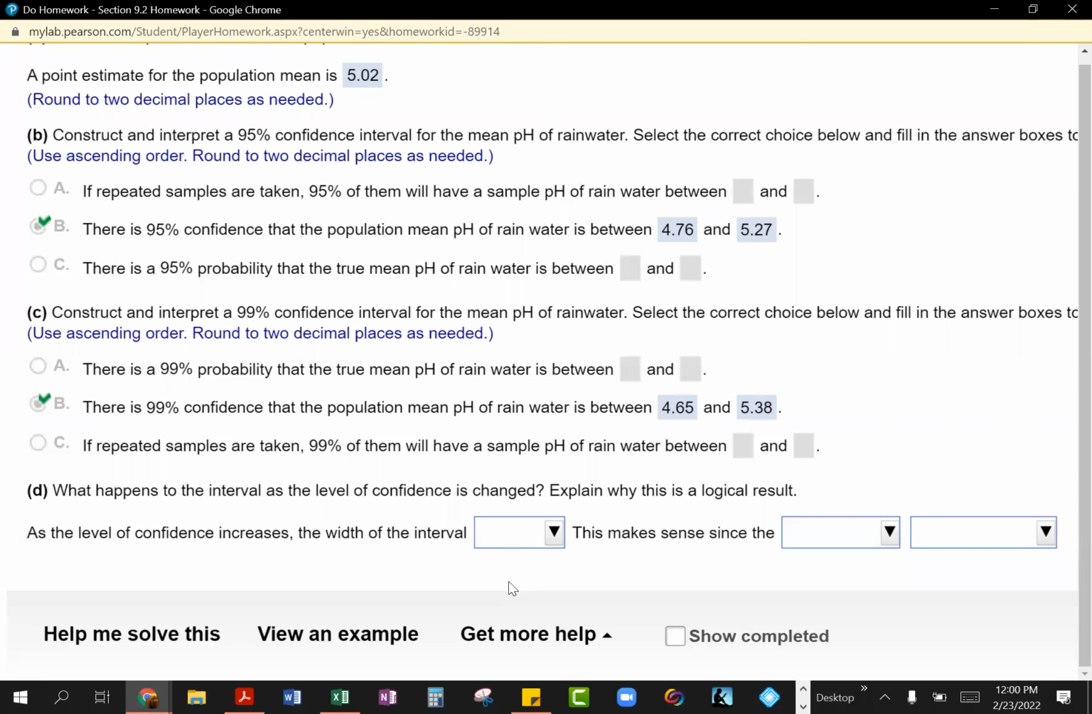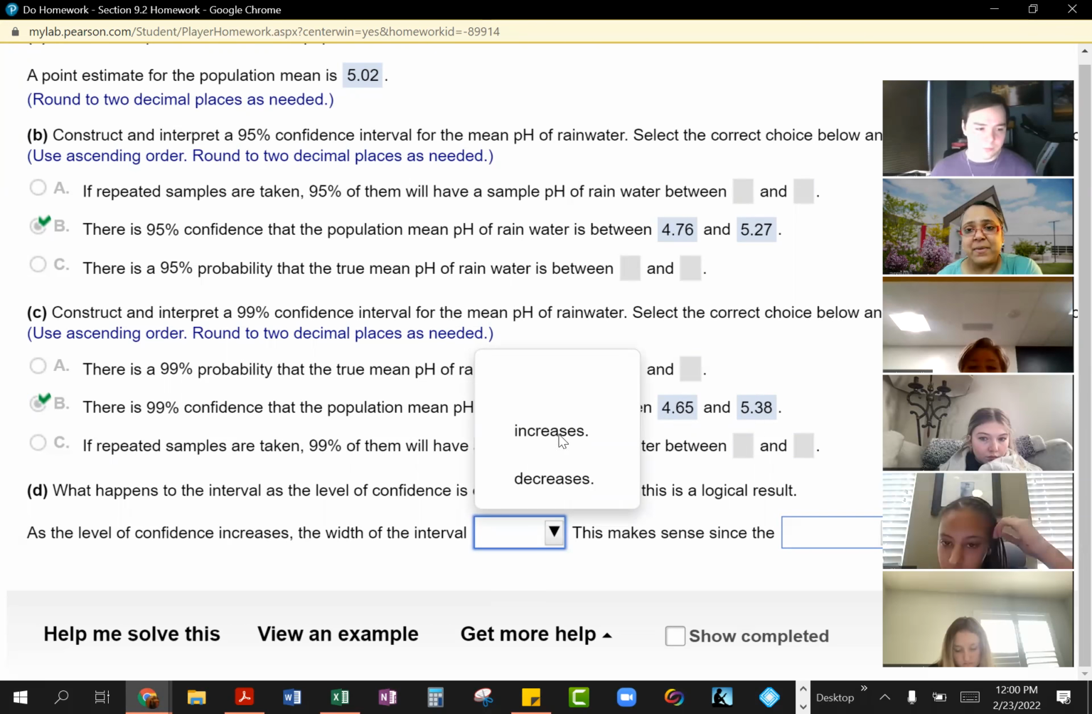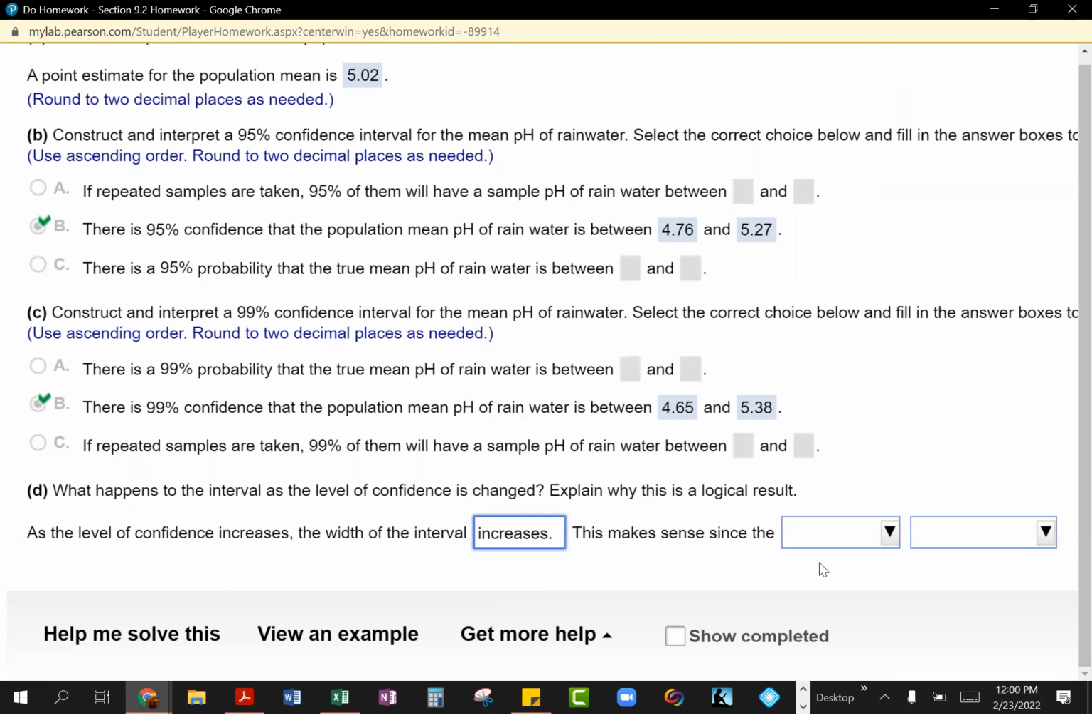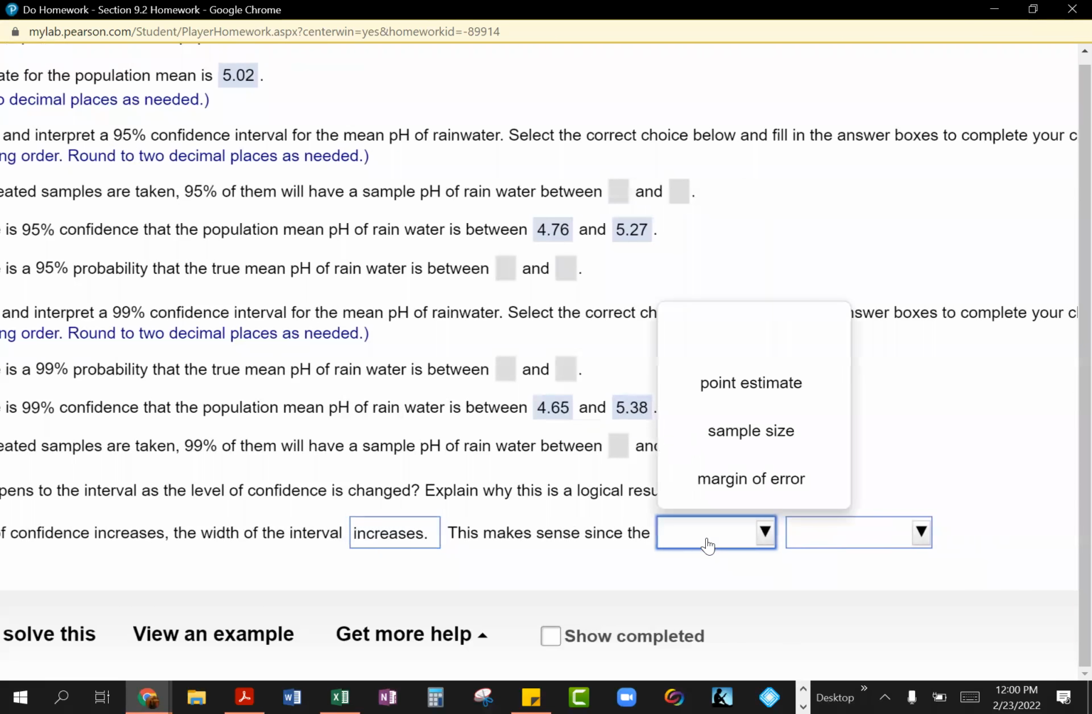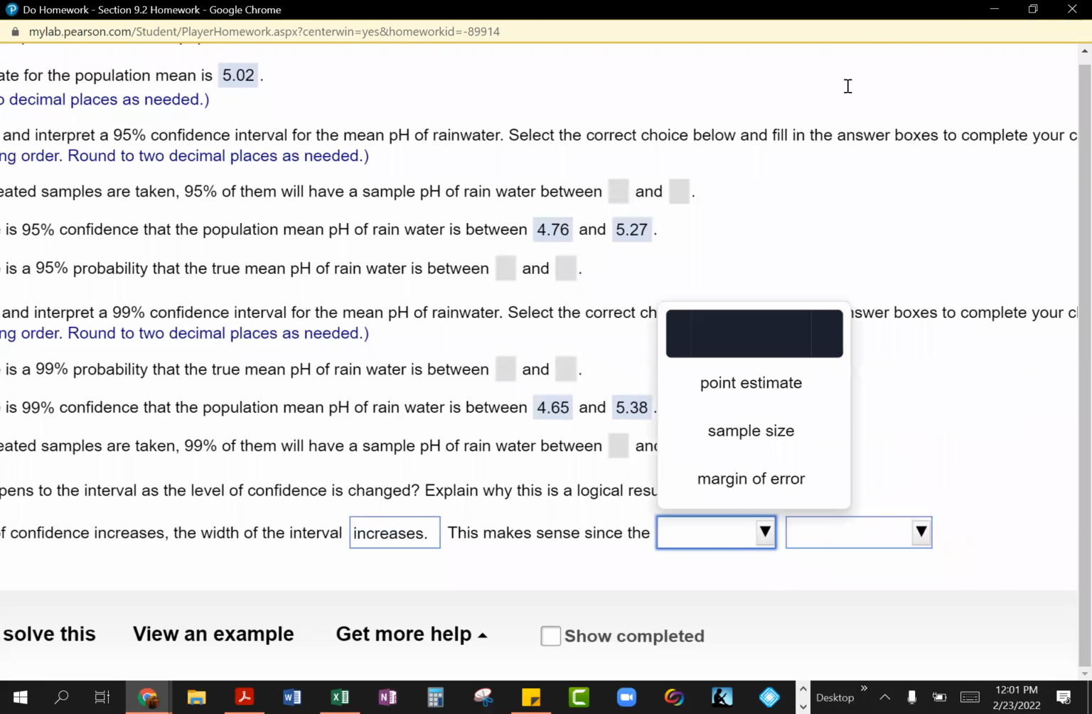So that's what they're asking you to do here in part B. They are saying, what happens to the interval as the level of confidence is changed? Explain why this is a logical result. So as the level of confidence increases, the width of the interval, where do we go here, guys? Increases or decreases? Increases, yeah, because you are further out than where we were. And then they're saying this makes sense since the point estimate, sample size, or margin of error decreases or increases as well. So what would you choose here?